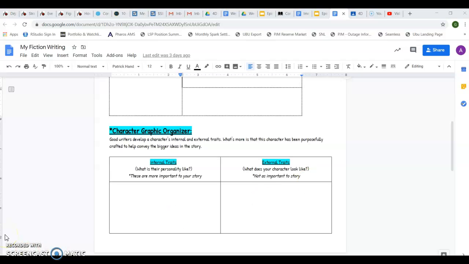So with that said, you can exit out of this video, go back to your Google Docs, find your fiction writing graphic organizer, and please complete the character graphic organizer. We can't wait to see them and learn about the characters in your story.